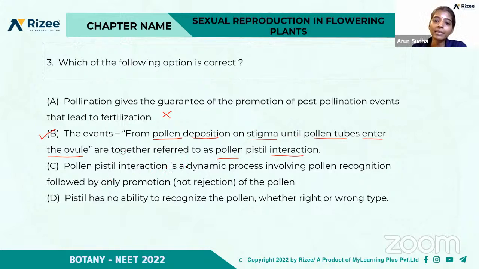Pollen-pistil interaction is a dynamic process involving pollen recognition followed by not only promotion. If it is a wrong pollen, that will lead to rejection also. So it is also an incorrect statement. And pistil actually has the ability to recognize the pollen, whether right or wrong. So this is also a wrong statement. So the correct statement is option B. Okay.